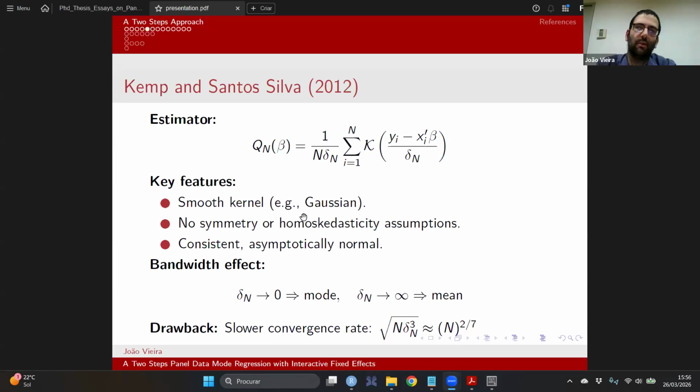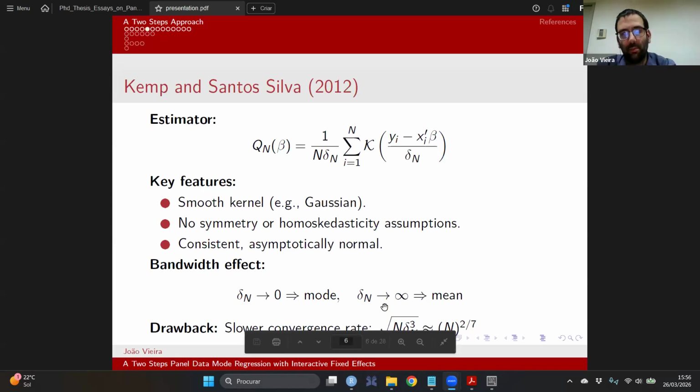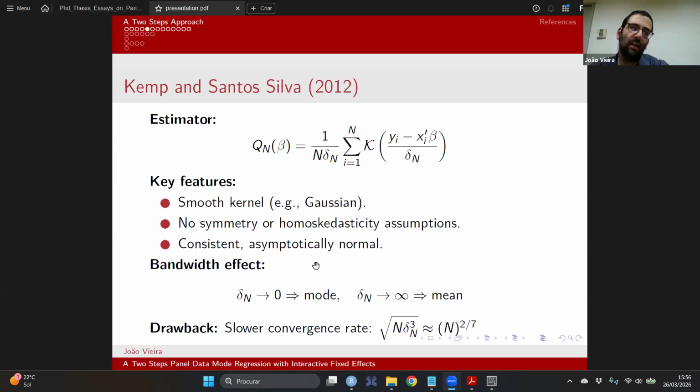They show in a special setting, when we use a Gaussian kernel, that we basically get the linear regression with some weights. Those weights will disappear if the bandwidth goes to infinity, and we get the mean regression. So basically what they are saying is that if the data is well behaved, we would get the same coefficients as the linear regression. If the bandwidth goes to 0, then we get the mode regression.